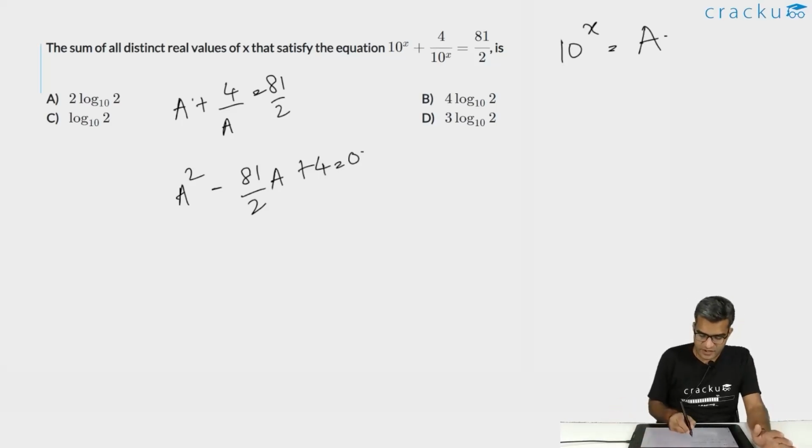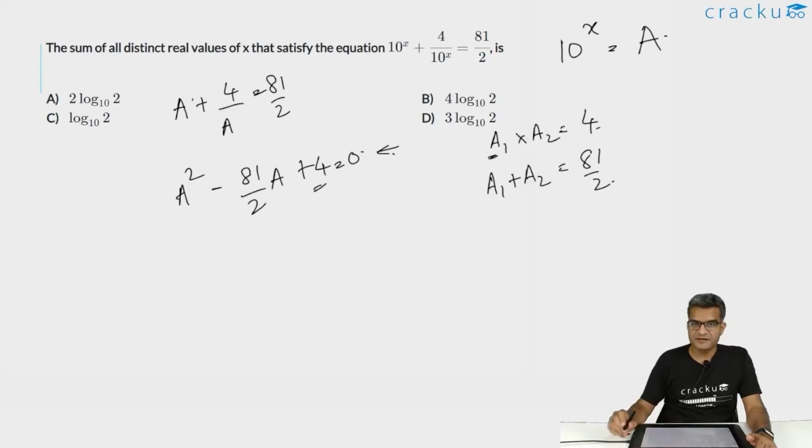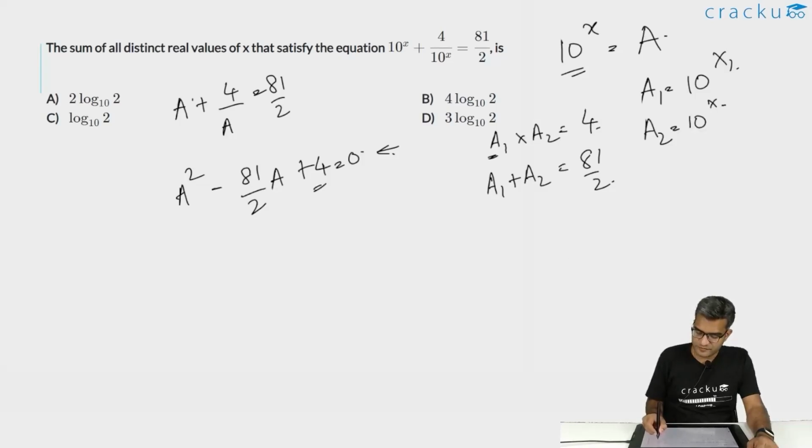If you assume that this quadratic equation has two roots, suppose the two roots are a1 and a2, then the product of a1 into a2 is equal to 4, this constant term, and the value of a1 plus a2 is equal to 81 by 2. But what is the value of a1? a1 is basically equal to 10 to the power x. So let us assume that a1 is equal to 10 to the power x1 for one root, and a2 is 10 to the power x2.